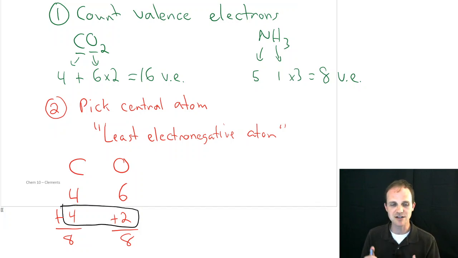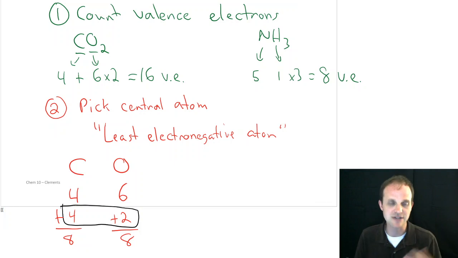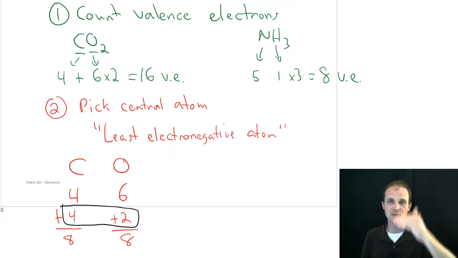The only challenge there is, let's say you have 2 atoms that you're deciding between, say, sulfur and oxygen. They're both in the same group on the periodic table. They're both 6 valence electrons. There, you're going to use the one further down the periodic table. So you'd have sulfur as the central atom versus oxygen as the central atom.